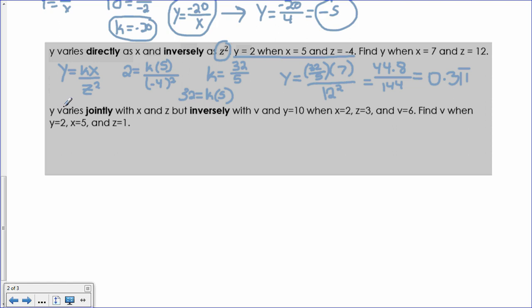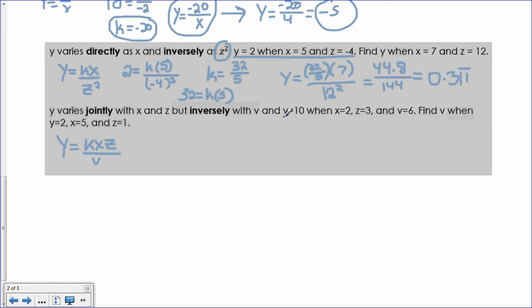If we do the next one here, this is a combined variation with joint and inverse. So it says y varies jointly with x and z. So I'd write y equals k times xz, because this is what the skeleton looks like for jointly. But then in addition to that, we also have an inverse relationship with v. So inverse variation looks like this. So I have the division by v, so I have the joint and the inverse all together in one equation.